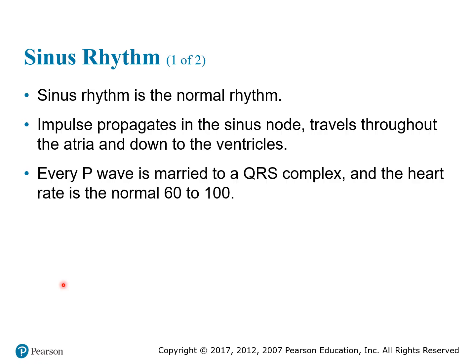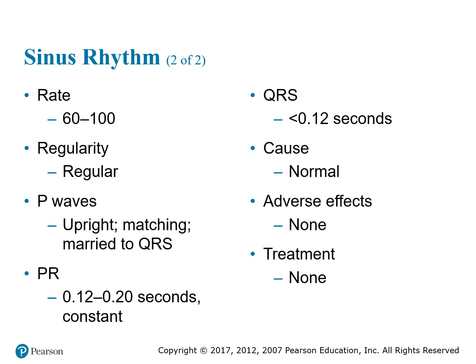Sinus rhythm is the normal rhythm. The impulse starts from the sinus node and travels through the atrium down through the ventricles. Every P is married to a QRS, and the heart rate is 60 to 100. This is one of the ones you've got to remember, 60 to 100. You will see that several times everywhere. 60 to 100 is the normal adult heart rate. Again, 60 to 100, normal adult heart rate.